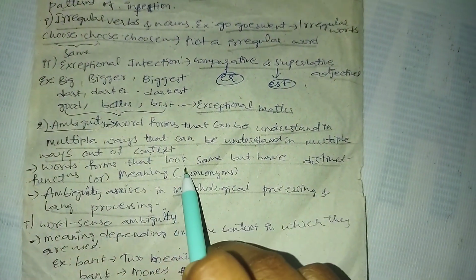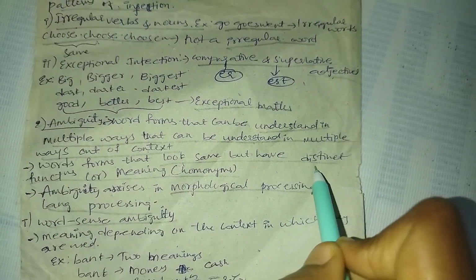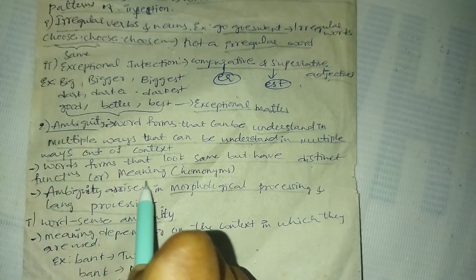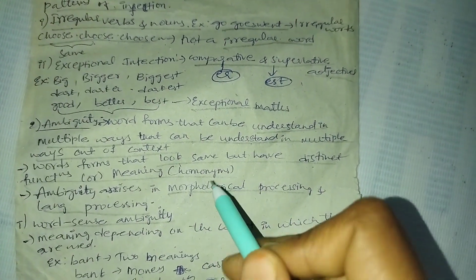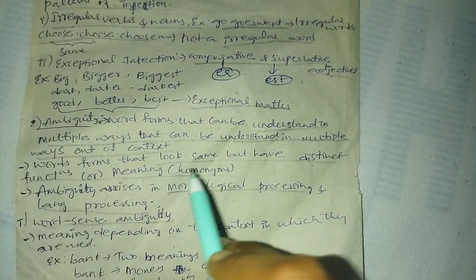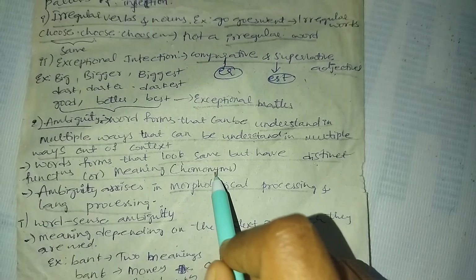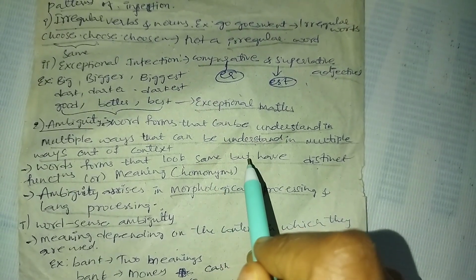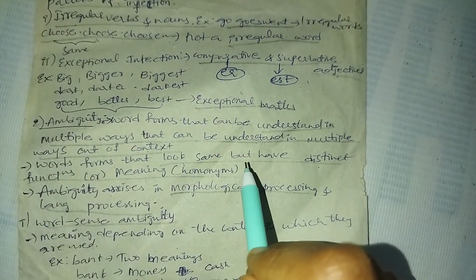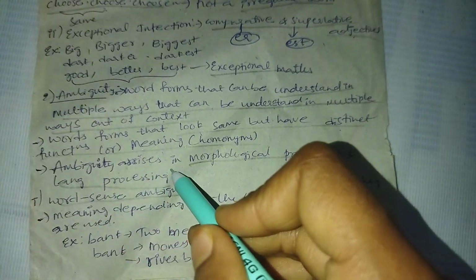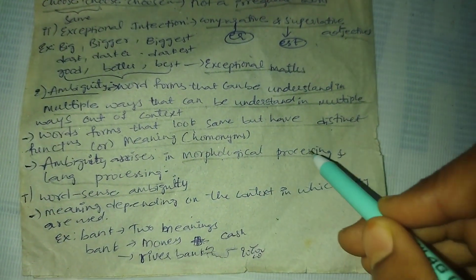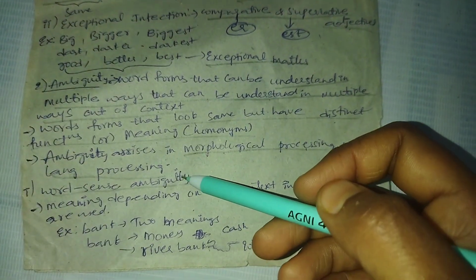Word forms that look the same but have distinct or different functions or meanings are known as ambiguity. Same meaning is nothing but homonyms, same form without confusion. Ambiguity arises in morphological processing and language processing.